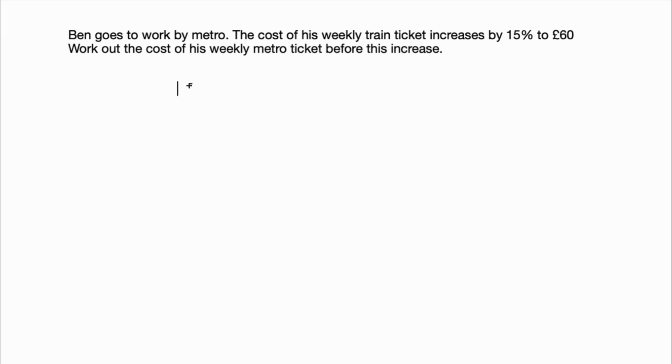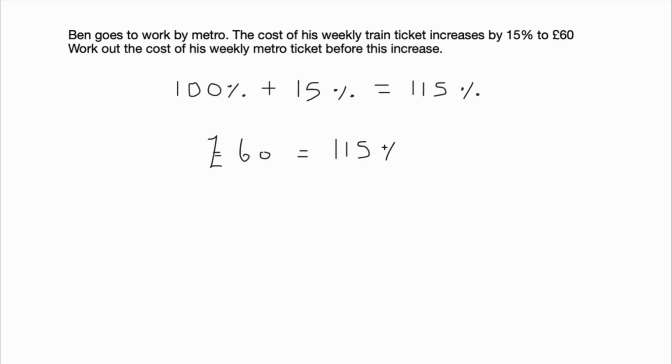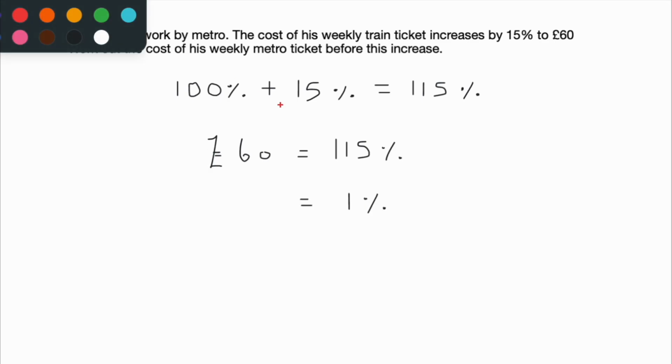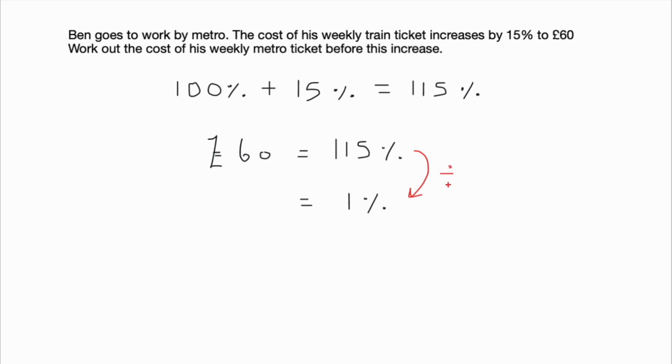What's important to note here is that the original value of the Metro ticket is going to be equal to 100%. So to find the percentage value of the new ticket, we need to do 100% plus this 15% increase to get 115%. We can then make 115% equal to £60. What we want to do then is find 1%, and we can do this by dividing 115 by itself. What we do to one side, we must always do to the other. So we're also going to do £60 divided by 115.